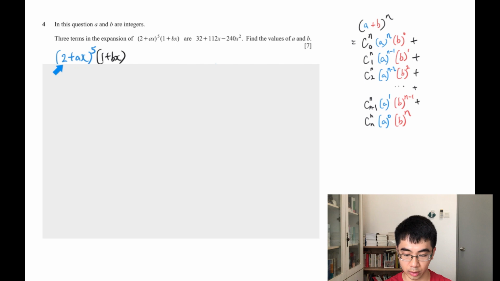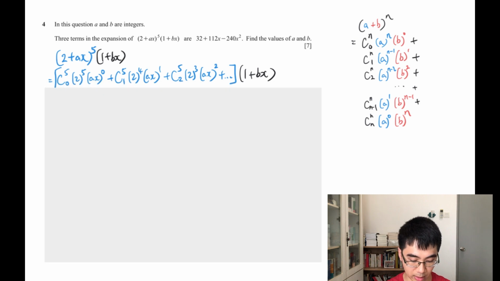Before that, we recall that the first term is 2, so we replace a by 2. The second term is ax, so we replace b by ax. The power is 5, so n is 5. So let's see what we will get. We also need to think about where we should end. Because there are three terms and the last term is x to the power 2, we can stop at x to the power 2.